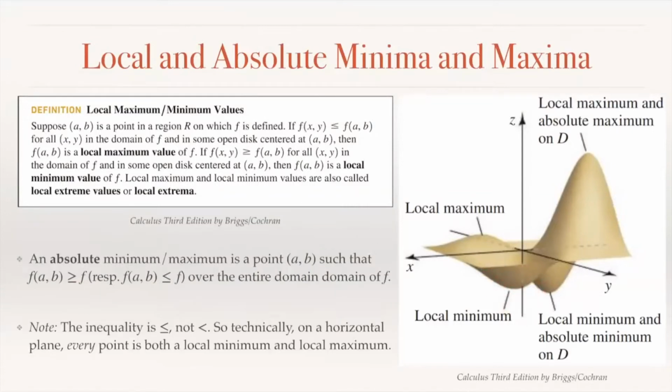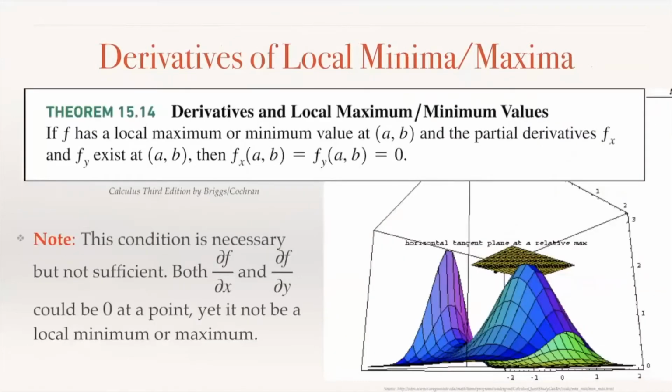So for example, this is a local minimum, but this is both a local and absolute minimum because it's the lowest point overall. And note that the inequality here is a less than or equal to or greater than or equal to. So that means that technically on a horizontal plane, every point would be both a local minimum and a local maximum, and also a global minimum and global maximum because of the non-strict inequality.